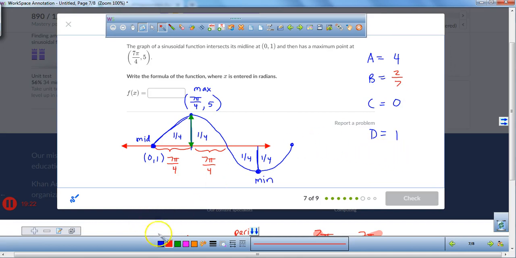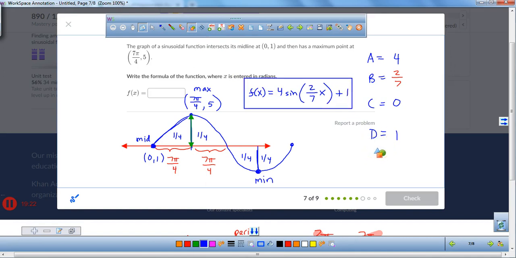Alright? So, what's our final answer going to be? This is a positive sine function, so I'm going to write f of x equals 4, because our A value is 4. I'm going to write sine, I'm going to open up a parentheses, I'm going to do 2 sevenths x, because it says enter x as theta when it's radians, plus 1.